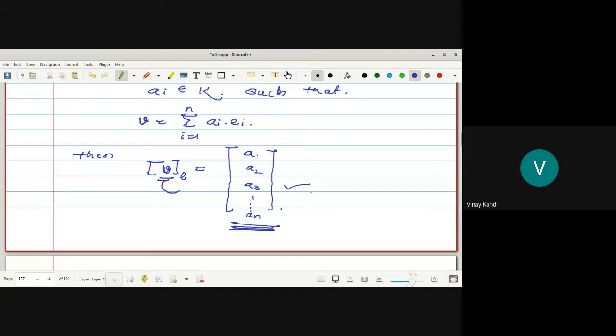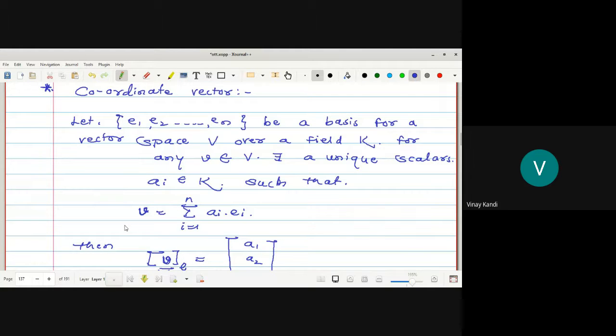Look at the definition once again. Let E1, E2, up to En be the basis. What is the meaning of basis? This is a basis of the vector space V over K. That means this is a linearly independent set, and this set spans the whole vector space V. Suppose this is the set S, so the linear span of S is equal to the vector space. Any vector belonging to V we can write as a linear combination of elements of S.